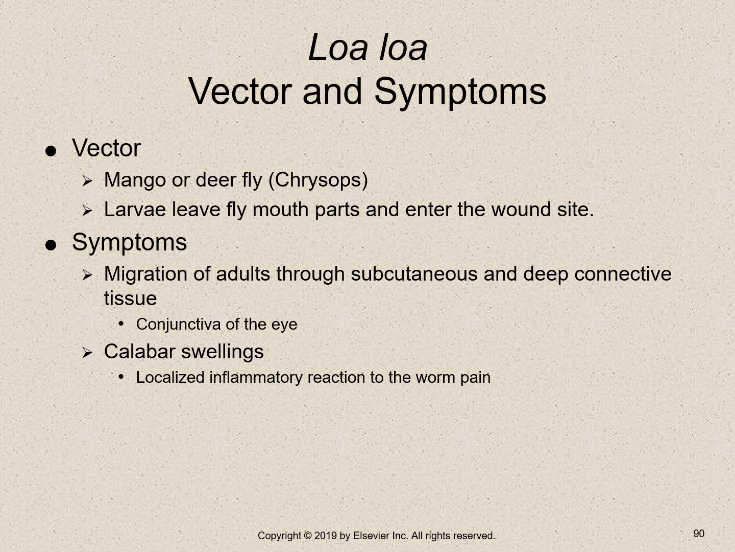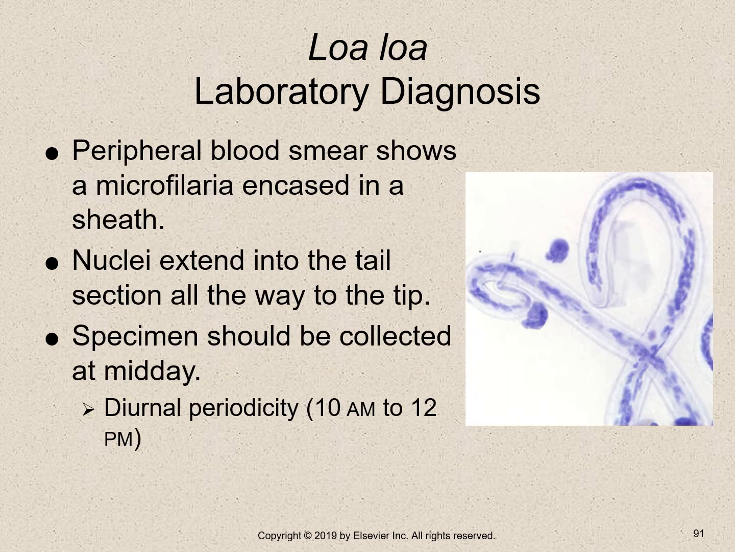Microfilariae may be seen in blood specimens if taken during the day, especially around noon when migration peaks. The microfilariae are sheathed and nuclei extend to the tip of the tail. So this figure shows an example of a Giemsa stain of peripheral blood, in which you can see the nuclei extending into the tail, all the way to the tip. And again, specimens for Loa loa should be collected during the daytime, typically between 10 a.m. to 12 p.m., with peaking migration at noon.